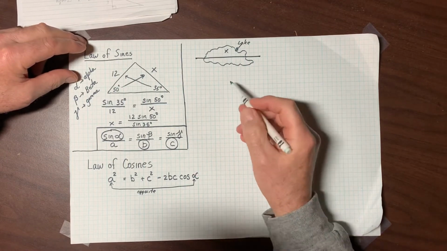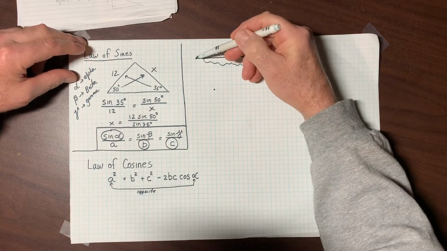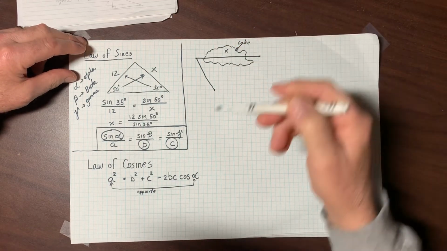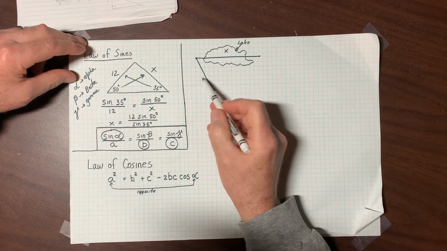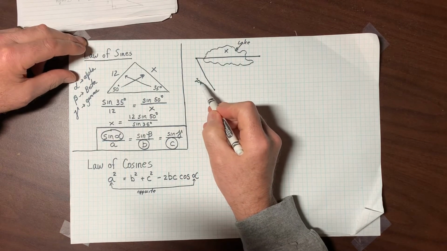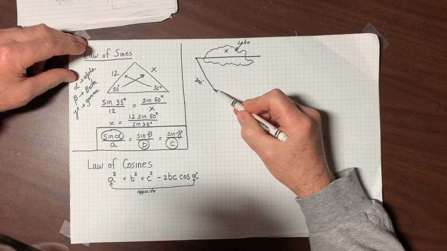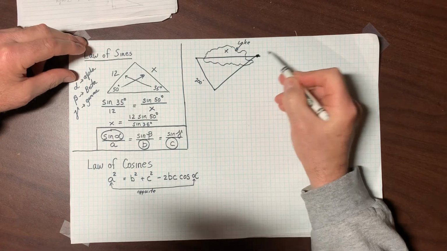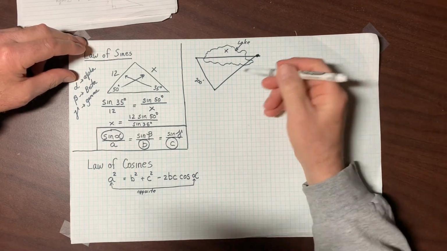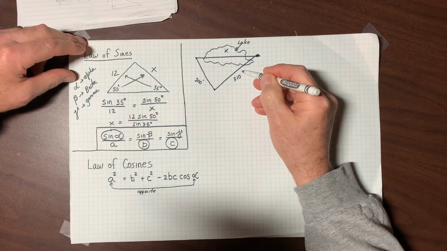So here's what you do. Pick another point, say this point right here, and you measure this distance over to this point. Maybe that's 200 feet. And you measure the distance to this point here. Let's say that's 310 feet.